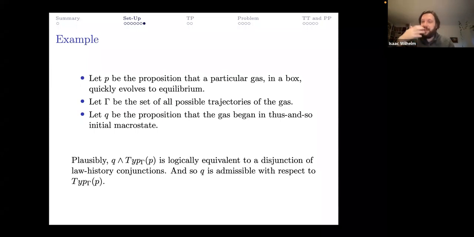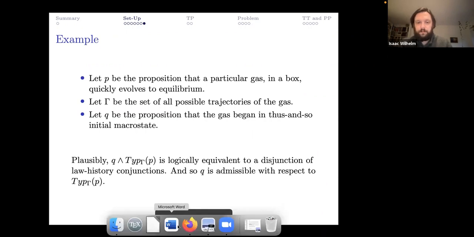In situations, if that's how you're reading it, then the tip subgamma of P thing in your example, I think, is not going to count as a law. And so the Q conjoined with that is not going to be equivalent to a big disjunction of law history propositions. But sorry, that's a very general response that's not getting into the details of what you're saying. So maybe I should try to come back to this when I talk about the problem. But yeah, thanks.